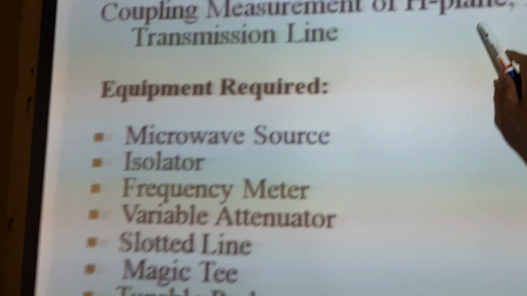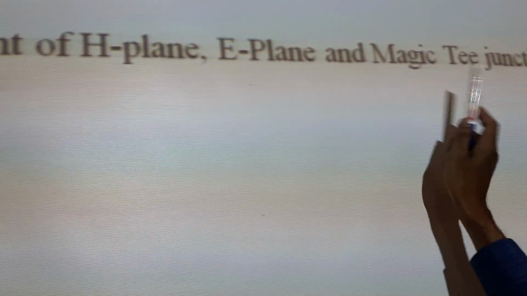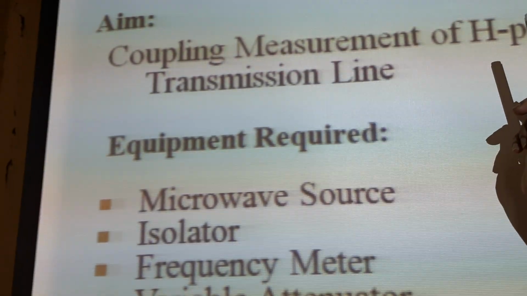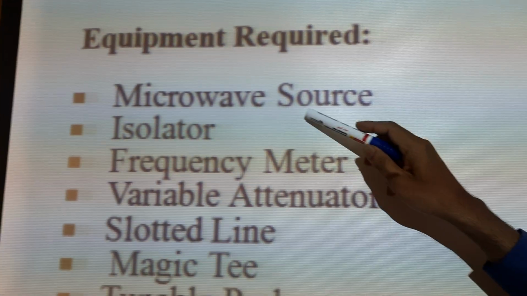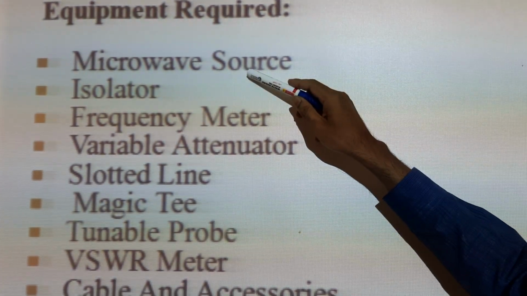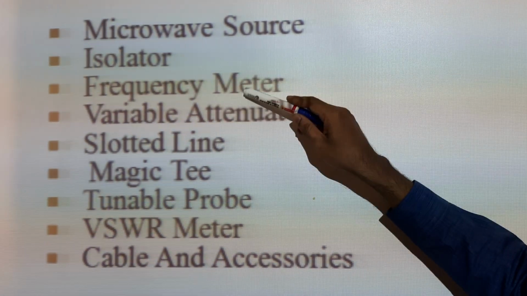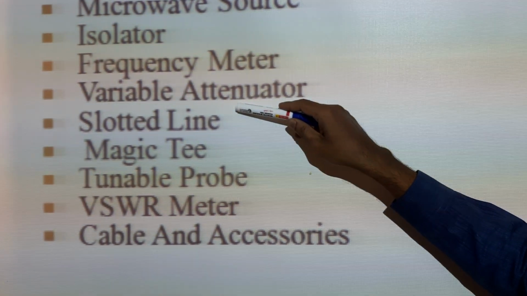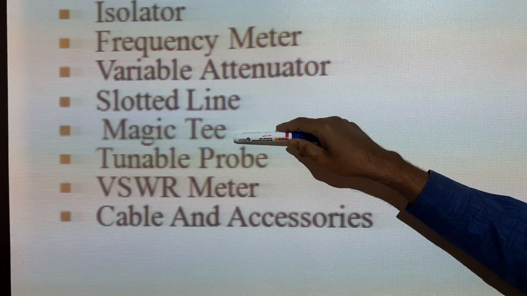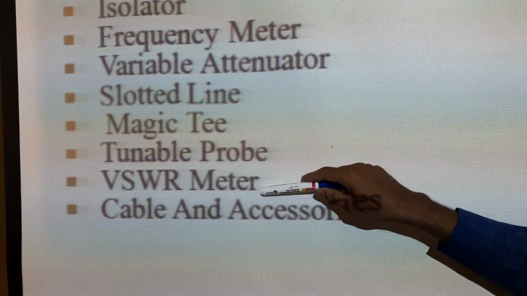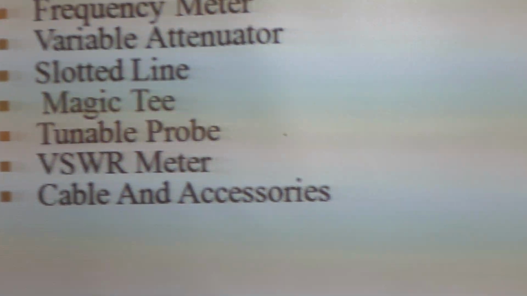Good morning all. Today we will do the third hardware experiment of your EMW, that is the coupling measurement of H plane T, E plane T and magic T junction with the transmission line. The equipments required are the microwave source, that is reflex klystron, isolator, frequency meter, the variable attenuator, slotted line, magic T, the tunable probe, VSWR meter and cable and accessories.